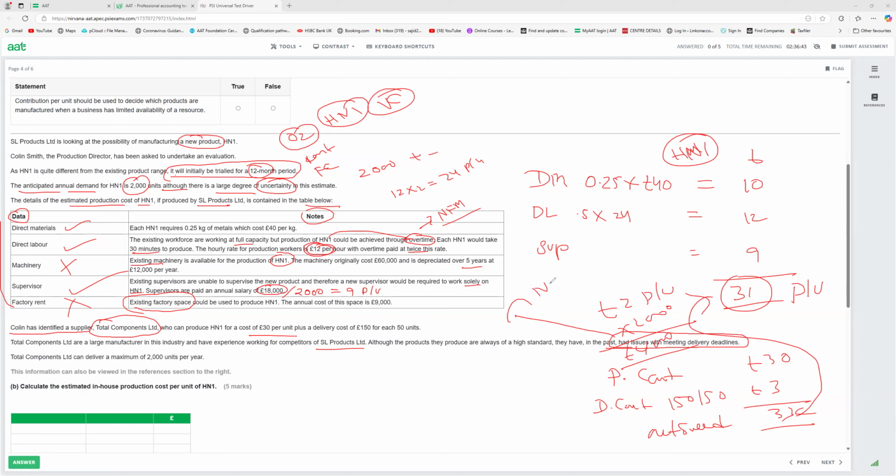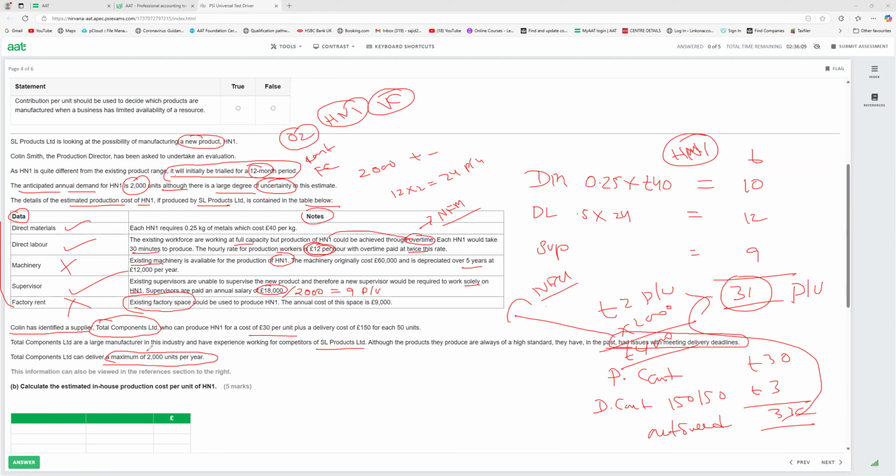That means this is a non-financial matter. We have to ask, what is the guarantee that they will not do it again? Maybe in future they could do the same for the new product HN1 and not be able to deliver on time. So this is possible. This is a non-financial matter we have to consider. Also, Total Components Limited can deliver a maximum of 2,000 units per year. So this is another factor we have to consider.